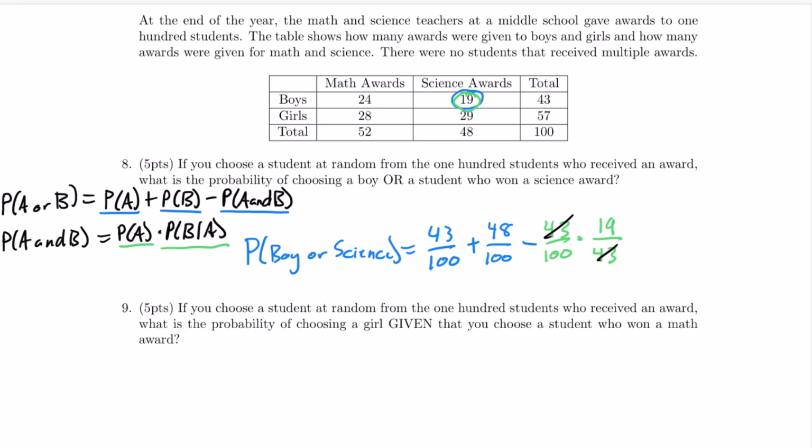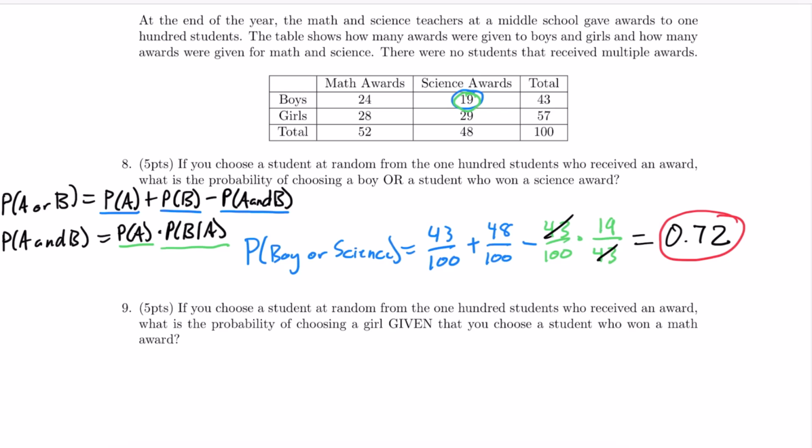So either method works, but when you add and subtract these together, 43 hundredths plus 48 hundredths minus 19 hundredths ends up giving you 72 out of 100, which is 0.72 in decimal form. So it's 72% likely that you choose a student who is a boy or won a science award.